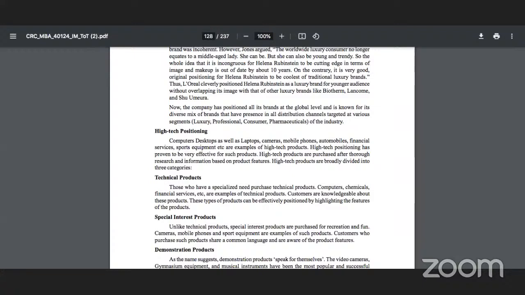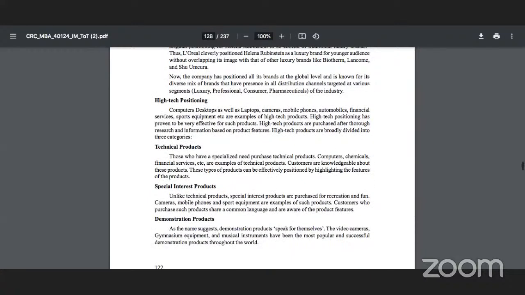Whether it is differentiating in terms of being a luxury product, or something which is used by professionals, or a consumer product, or pharmaceuticals. Again, the same product, depending on its composition, its segmentation, and its positioning, may fall into any of these different buckets of luxury, professional, consumer, or pharmaceuticals.